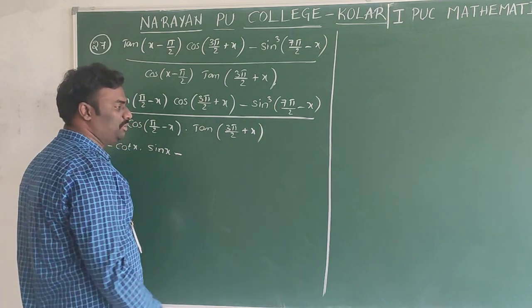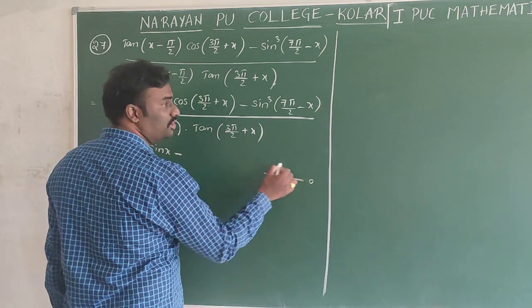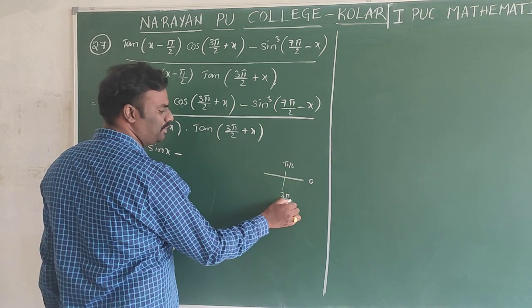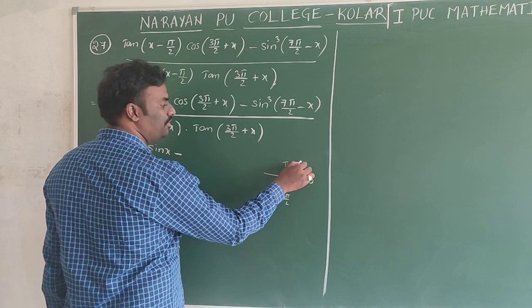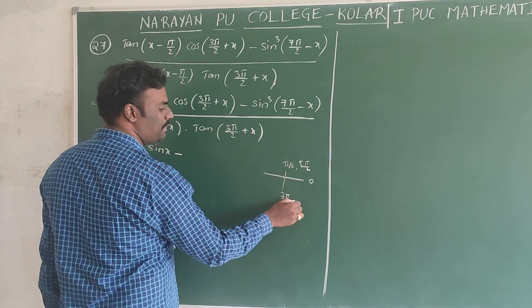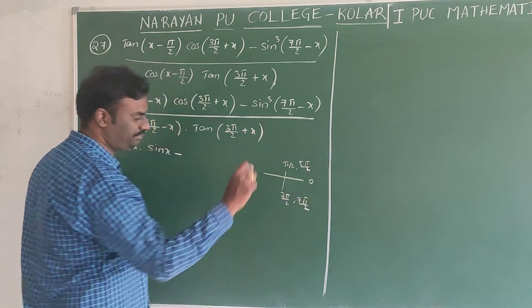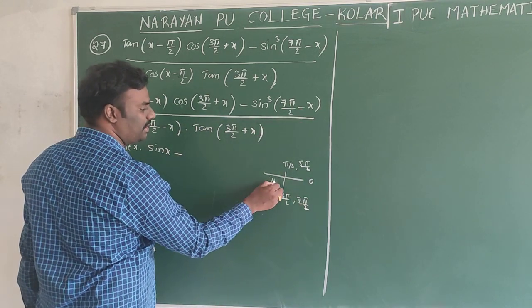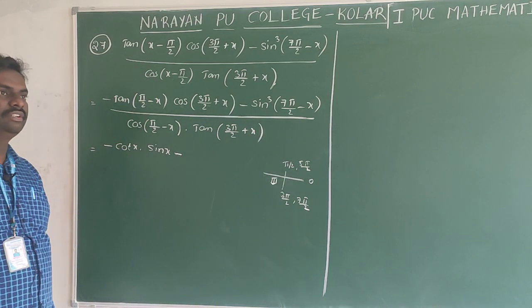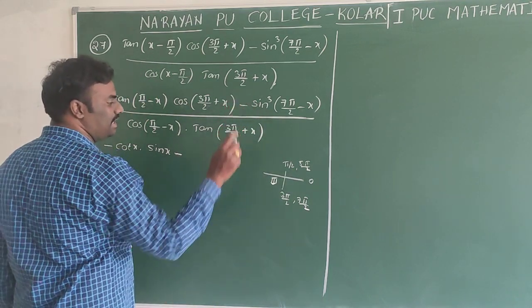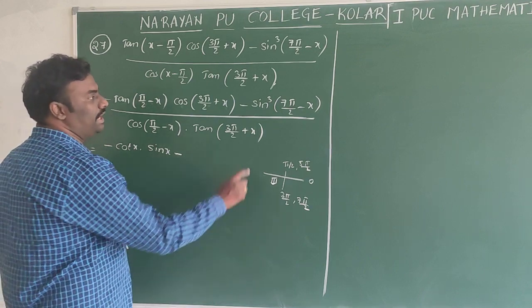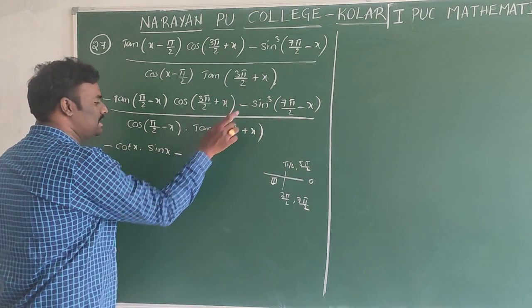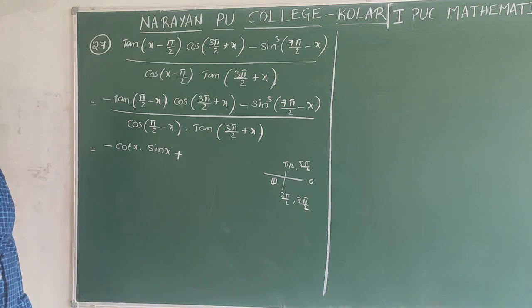Now 7 pi by 2, already we know 0 pi by 2, 2 pi by 2, 3 pi by 2, 4 pi by 2, 5 pi by 2, 6 pi by 2, 7 pi by 2. Here 7 pi by 2 minus, it will go to which quadrant? Third quadrant. Third quadrant sign is negative. Negative value, if you take cube, again you take negative only. Already minus is there, that minus and this minus becomes plus.